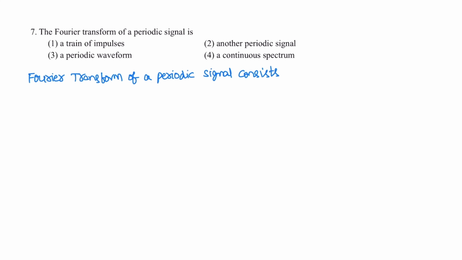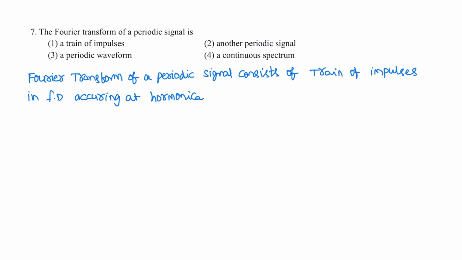Fourier transform of a periodic signal. The Fourier transform of a periodic signal consists of a train of impulses in the frequency domain occurring at harmonically related frequencies.